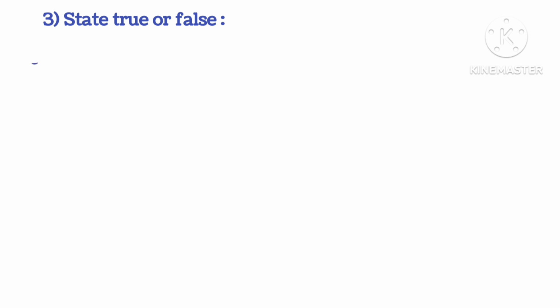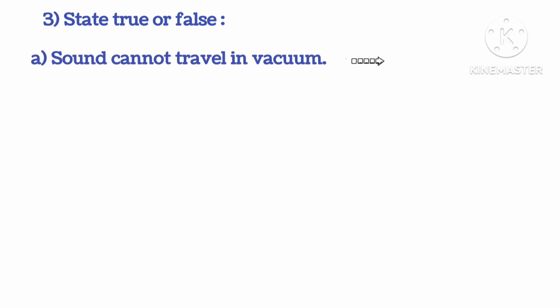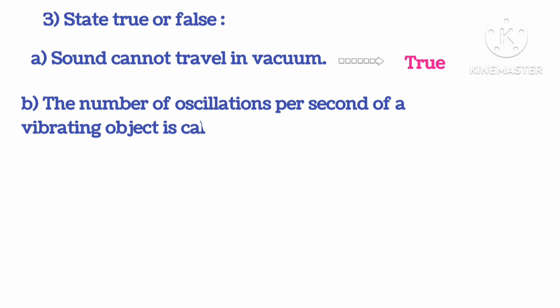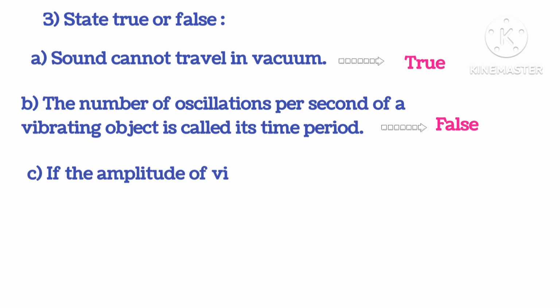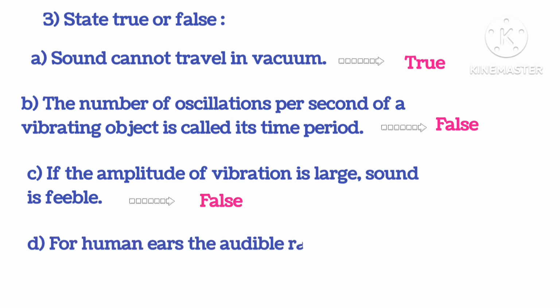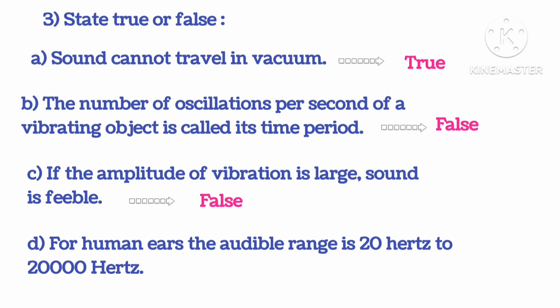State true or false. A. Sound cannot travel in vacuum. It is true. B. The number of oscillations per second of a vibrating object is called its time period. This is false. C. If the amplitude of vibration is large, the sound is feeble. It is also false. D. For human ears, the audible range is 20 Hz to 20,000 Hz. It is true.